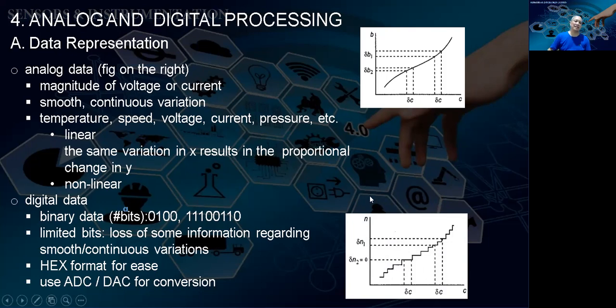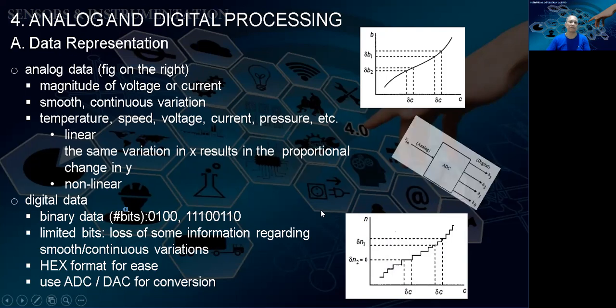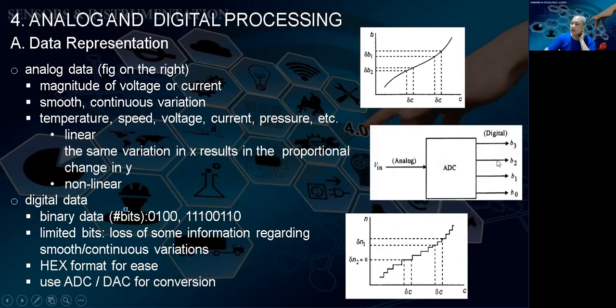And then we use, of course, hexadecimal, and we use ADC, analog to digital converter, or digital to analog converter for conversion. This is one of the pictures of that. So we go from analog, and for the ADC, the output will be bits: bit 0, bit 1, bit 2, bit 3. So there are 4 bits here to represent the value. So if my input is, let's say, 5, then the bits are 0, 1, 0, 1. So that's how it is.